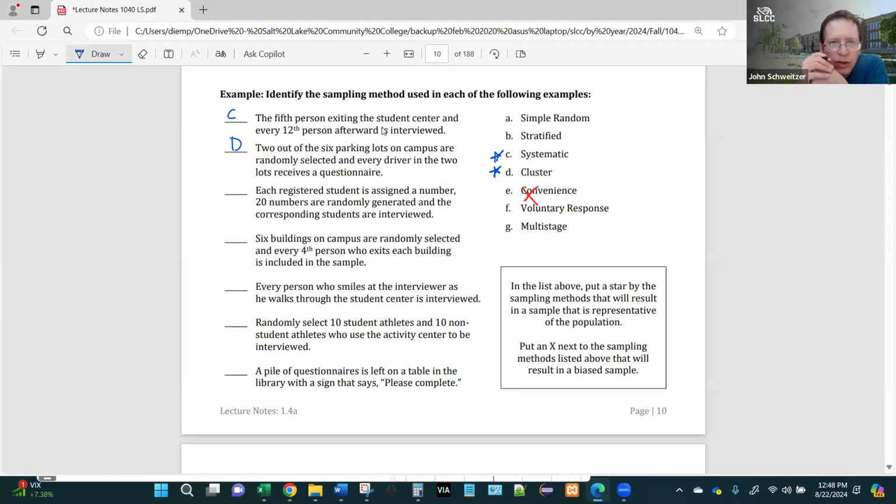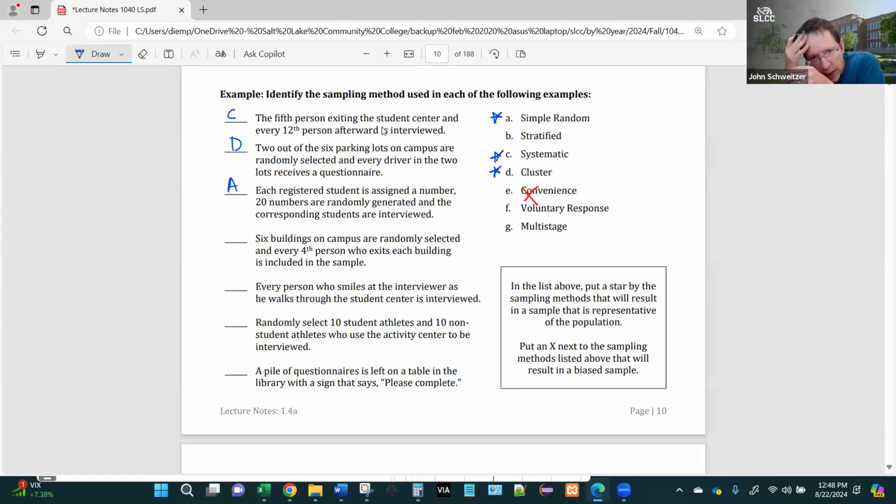Each registered student is assigned a number. 20 numbers are randomly generated, and the corresponding students are interviewed. What do you guys think about this? A, yep, that's the simple random. That's a really nice method. It's easy if you have a list of people in the population, which we do when it comes to students.